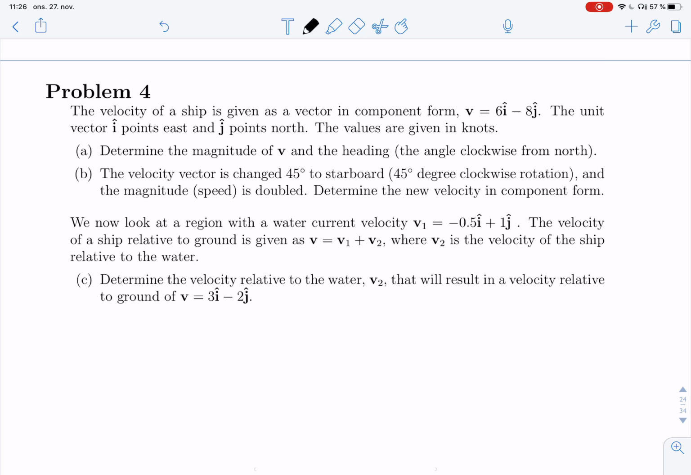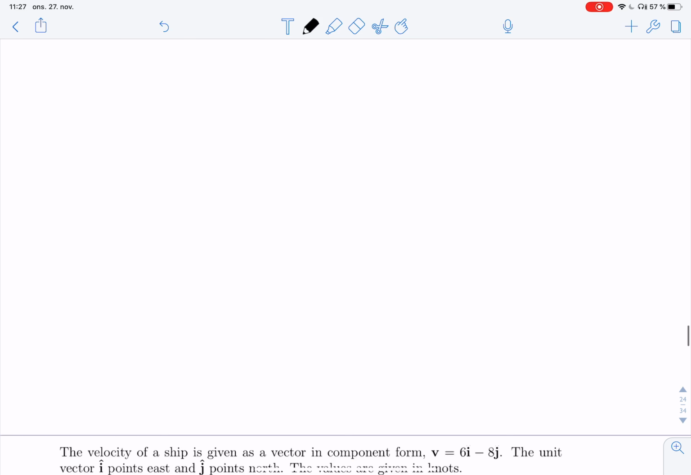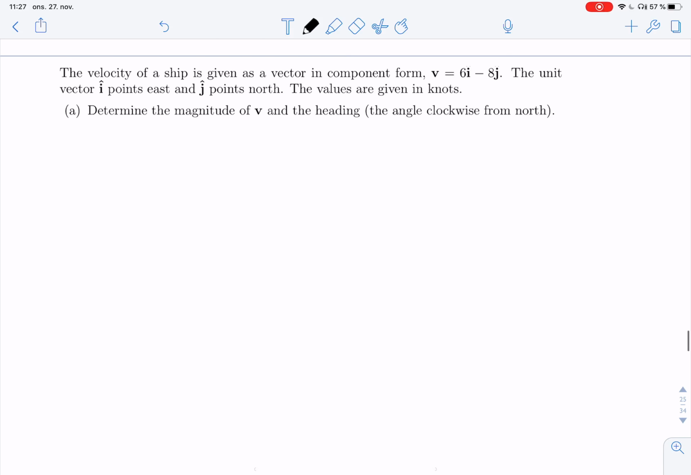We will now do problem 4, given in the spring exam of 2017. So here we have the velocity of a ship given in component form, and we're going to work with magnitudes and angles. So let's jump right into A.